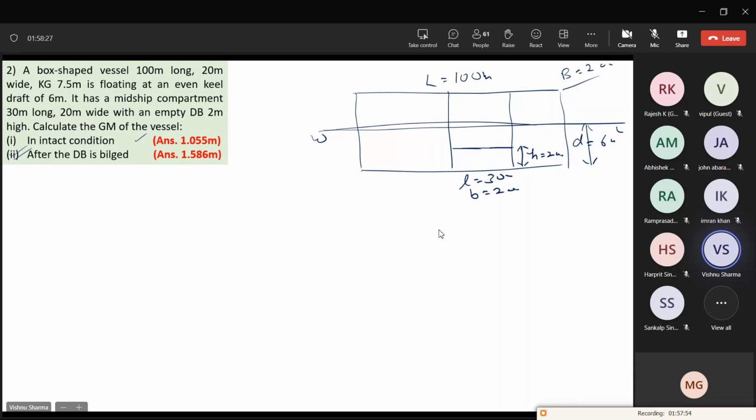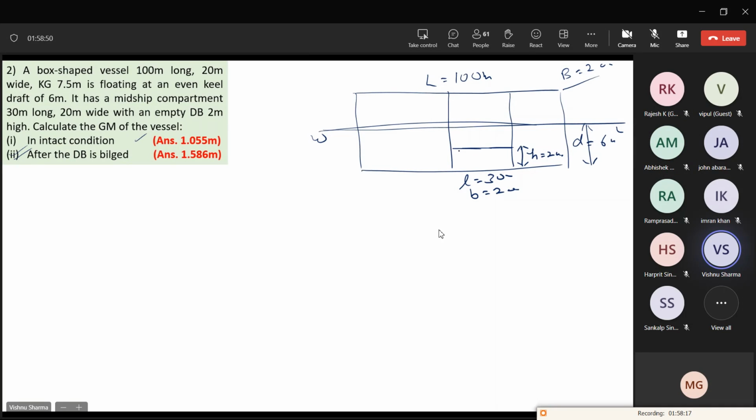Calculate the GM after the DB is bilged, guys. In this case, the bilging will be contained in the forward direction by the forward bulkhead. In the after direction, it will be contained by the after bulkhead. And its vertical extent will be contained by the tank top. Do you agree with me, guys? Yes or no? Yes, sir.